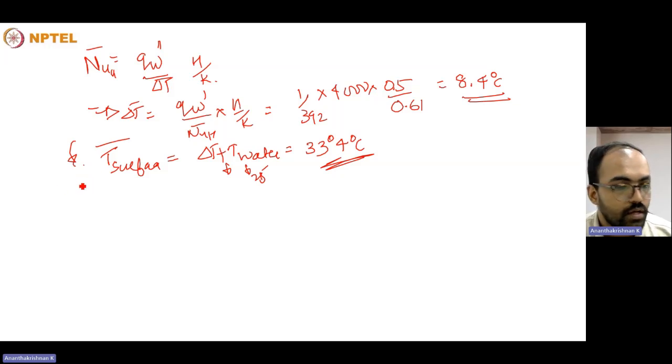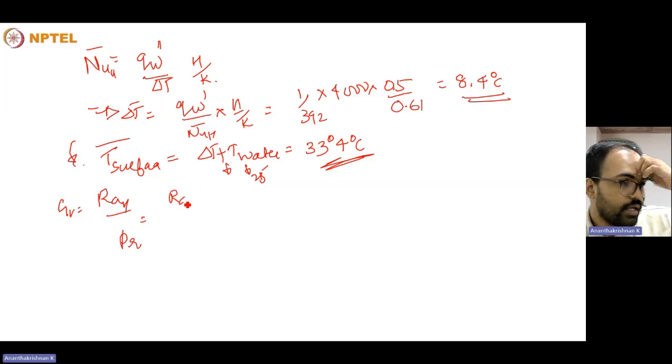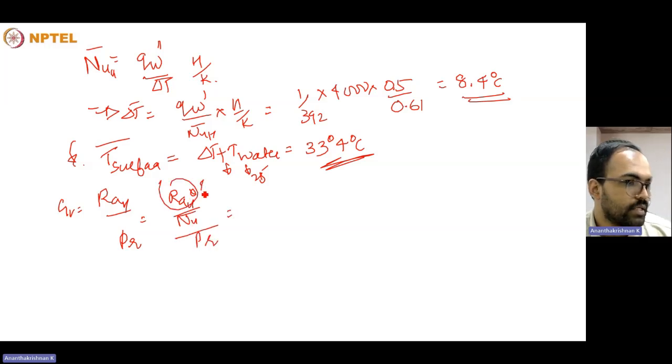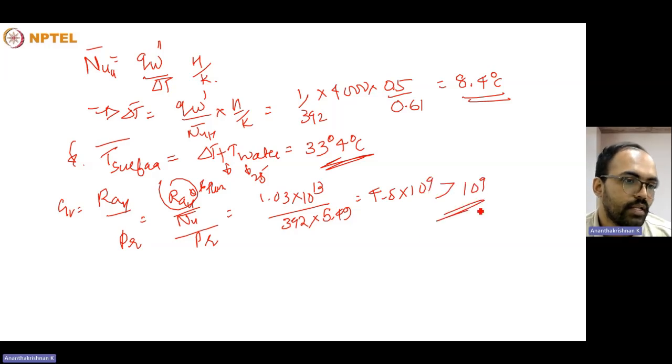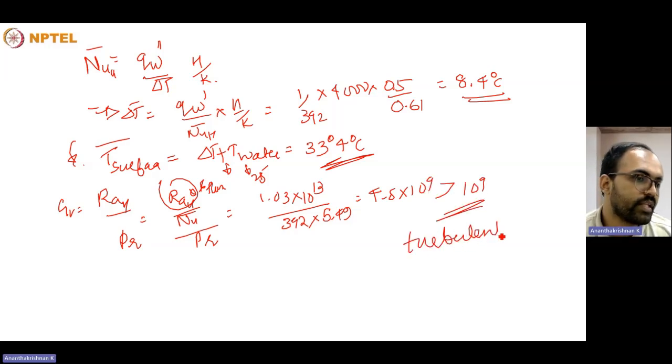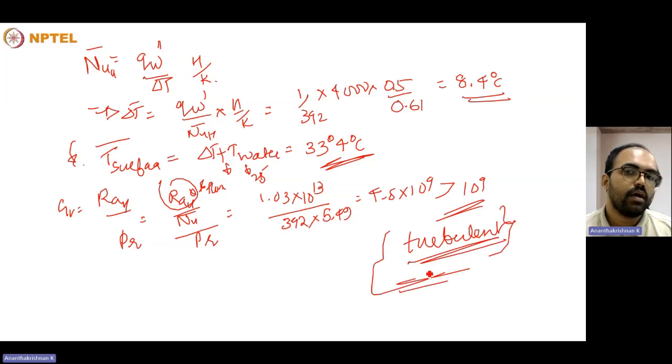So the value of Grashof number is equal to Rayleigh number divided by Prandtl number. The Rayleigh number is equal to the flux Rayleigh number divided by Nusselt number. The flux Rayleigh number is 1.03 into 10 power 13, Nusselt number is 392 and Prandtl number is 5.49. So the value will be 4.8 into 10 power 9. This is greater than 10 power 9 and the flow is turbulent. So our initial assumption that the flow is turbulent based on the flux Rayleigh number is right.